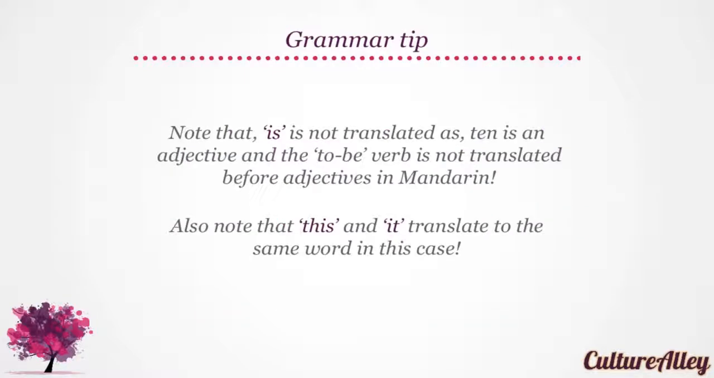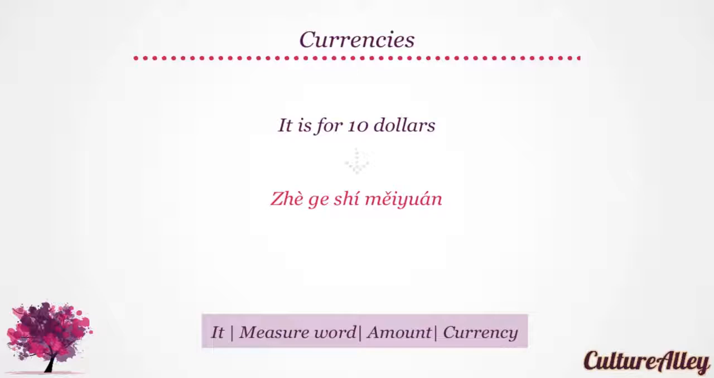Good! Note that "is" is not translated in the previous sentence, as 10 is an adjective and the to be verb is not translated before adjectives in Mandarin. Also note that this and it translates to the same word in this case. Alright, let's proceed further. It is for $10 literally becomes 这个10美元 in Mandarin, which is translated in the order of it, measure word, amount, and then the currency.